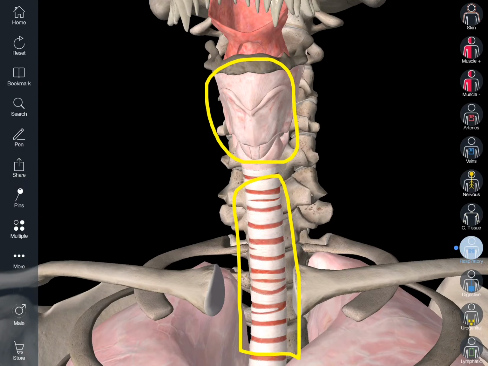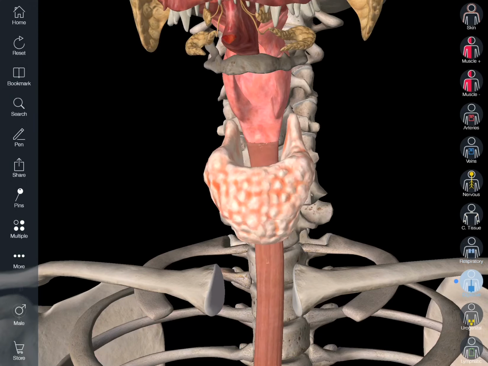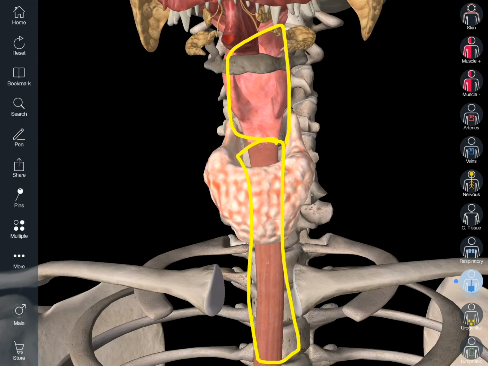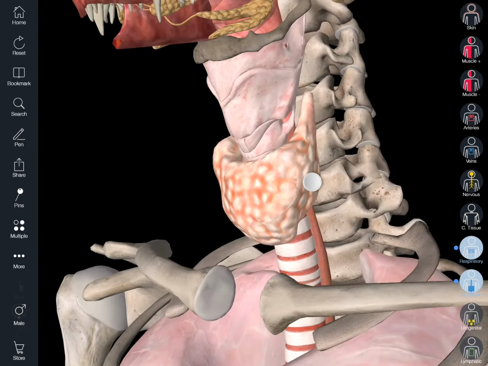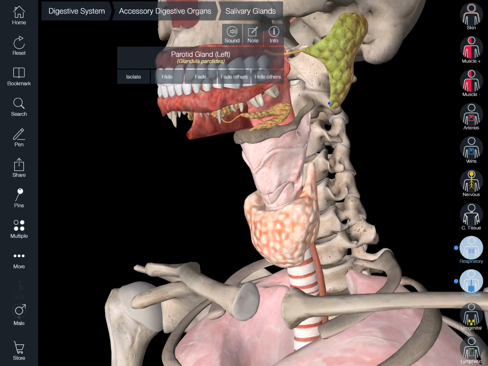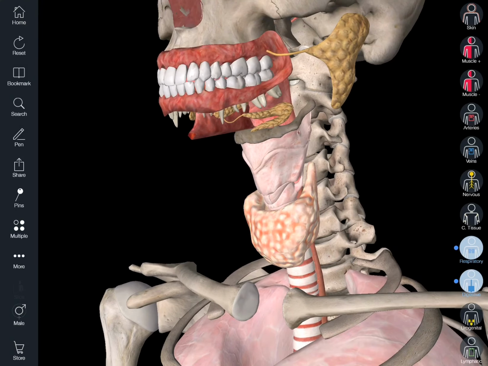However, the pharynx, which is this, the pharynx and the esophagus are part of the digestive system. Okay, so let's go back to here. Now, these two glands, the parotid gland and also the thyroid gland, are also considered part of the digestive system, because of course they've got some mechanisms which take part in that.